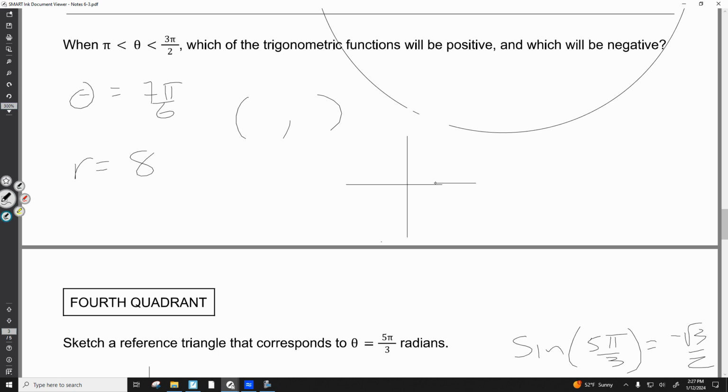Tell your neighbors, what are the coordinates of this intersecting point of a terminal ray 7 pi over 6 that passes through a circle of radius 8? The answer is -4 root 3 and -4.